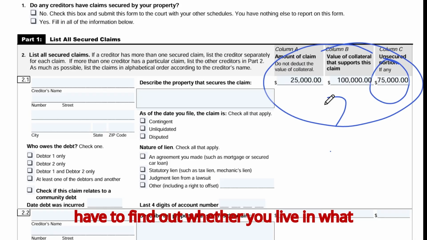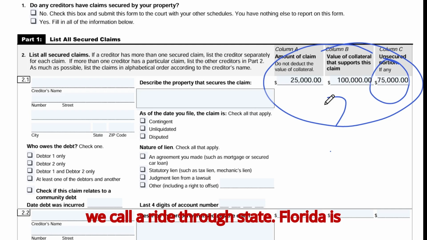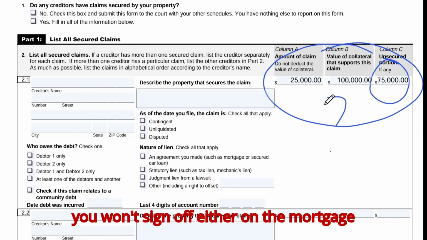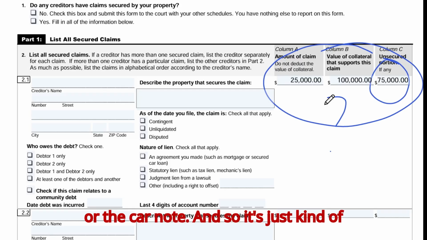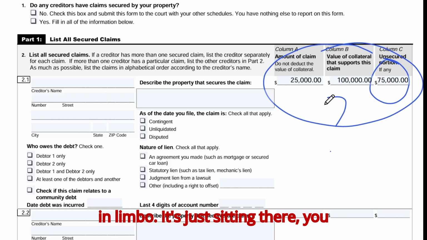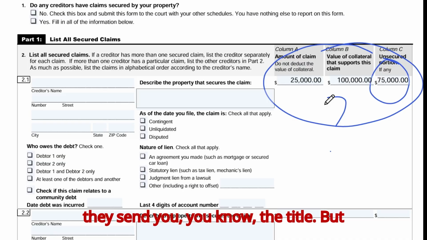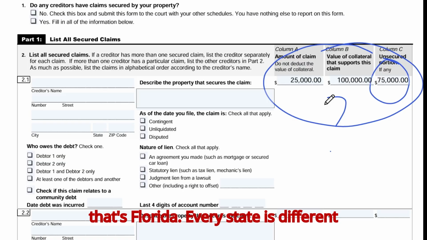You have to find out whether you live in what we call a ride-through state. Florida is definitely one of them, where sometimes you won't sign off either on the mortgage or the car note. And so it's just kind of in limbo. It's just sitting there, but every time you send out the check to the creditor, they cash it. And then when you pay off your mortgage, they put a satisfaction of mortgage with the county records. And if you paid off your car, they send you the title. But that's Florida. Every state is different.